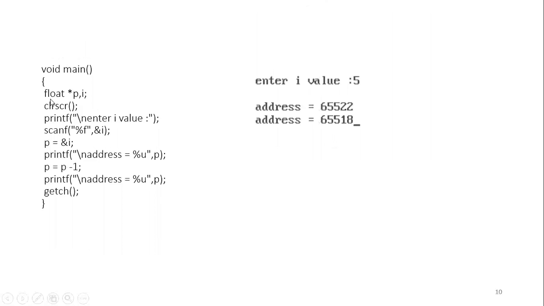Now if we consider an example for float pointer, P is pointer to float, I is a float variable. Now P contains address of I. So I am entering the value of I as 5. Here the value is not considered for the time being. I want to show the difference of the addresses when decrement of pointer takes place. Here I am printing the address as 65,522. When I decrement by 1, then the address is 4 bytes different. It refers to the previous location because size of the float is 4 bytes.